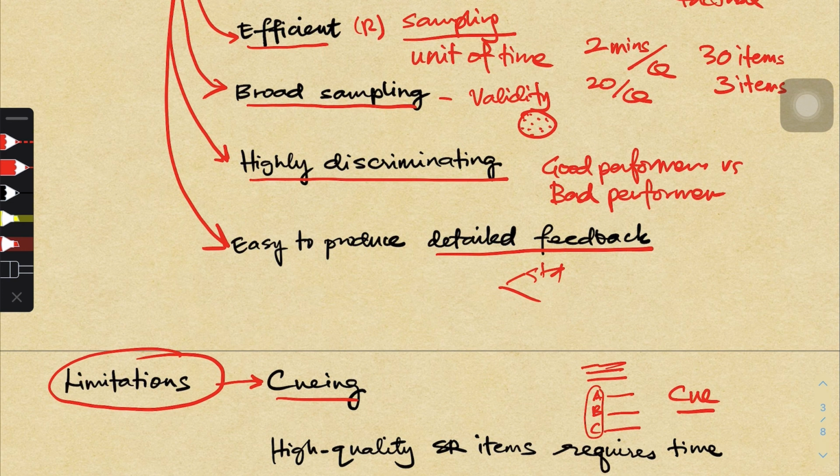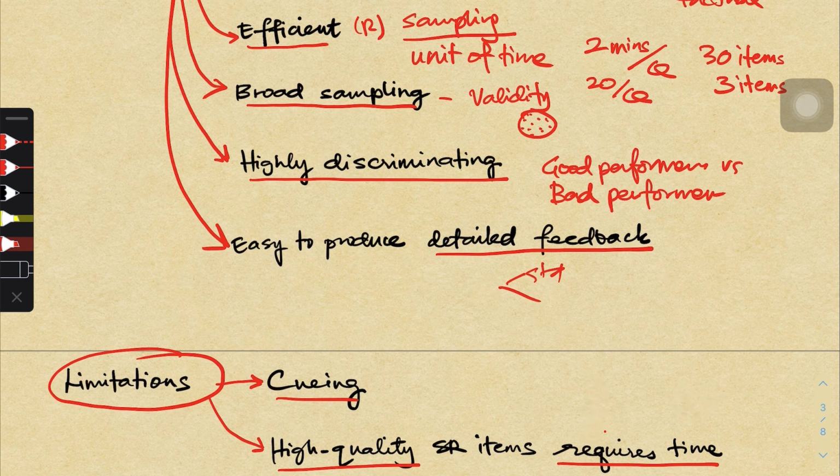Okay, and one limitation which is quite important is that high quality items, and remember that high quality means it follows all the guidelines in writing, are difficult to produce, and therefore they require time. They require time to produce a good SR item.